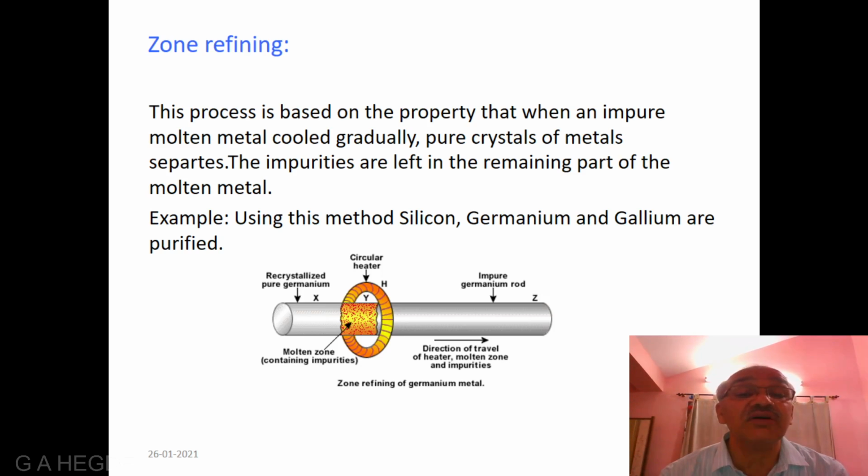The next method of refining is zone refining. This process is based on the property that when an impure molten metal is cooled gradually, pure crystals of metals separate. The impurities are left in the remaining part of the molten metal. For example, using this method, silicon, germanium, gallium, etc. are purified.